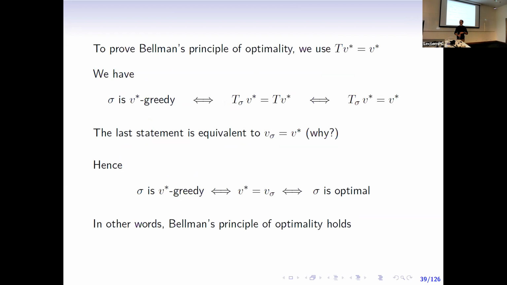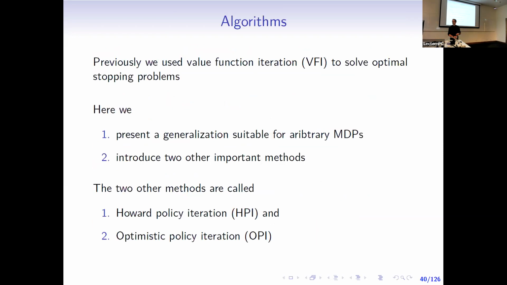Any more questions? Okay, so let's talk a bit about algorithms. The algorithm that we've met so far is value function iteration. Now I'm going to introduce the other two probably most important algorithms besides value function iteration. These are called Howard policy iteration and optimistic policy iteration. The names vary a little bit in the literature, but the terminology is relatively the same.